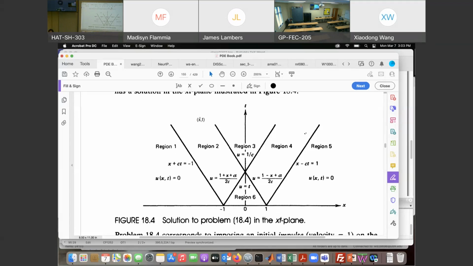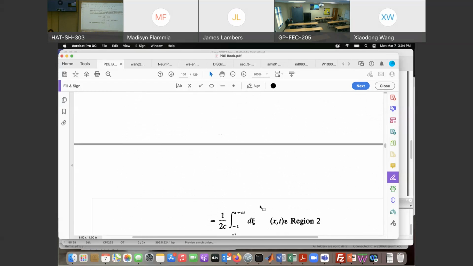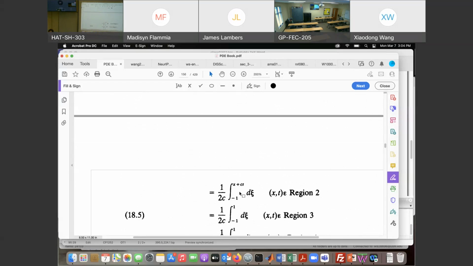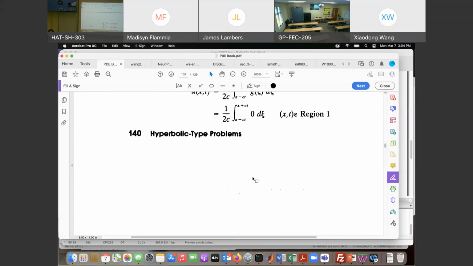Whereas starting from here, if I look at x plus ct, and go all the way down to the x-axis from here in this direction, this does fall within the interval minus 1 to 1. So that's why the upper limit of the integral remains x plus ct. So that's why I'm integrating from minus 1 to wherever x plus ct is, which is somewhere in here. Since I'm integrating just 1, I'm just going to take the difference of these two limits. So now I'm going to have 1 plus x plus ct all over 2c.